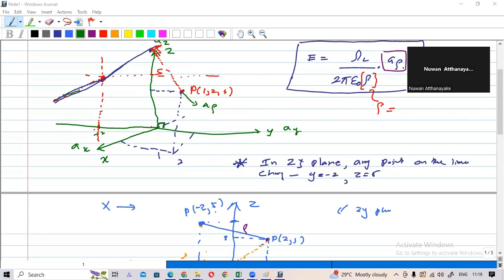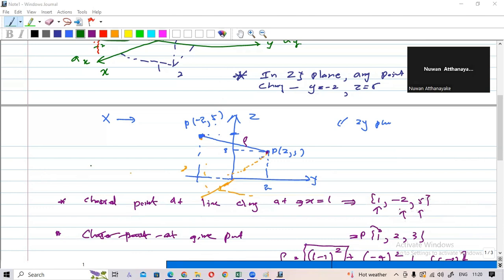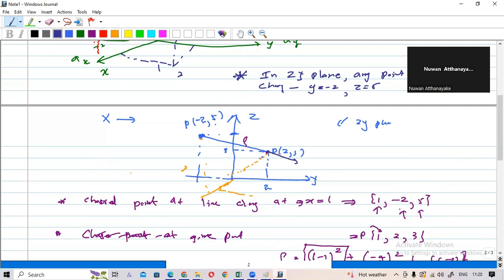So this direction is parallel to this line charge. That means, sorry, this direction is perpendicular to this line charge. That means it is perpendicular to the x direction also. So this direction is in the ZY plane, and very easily you can find this vector. Here this is the a rho direction.